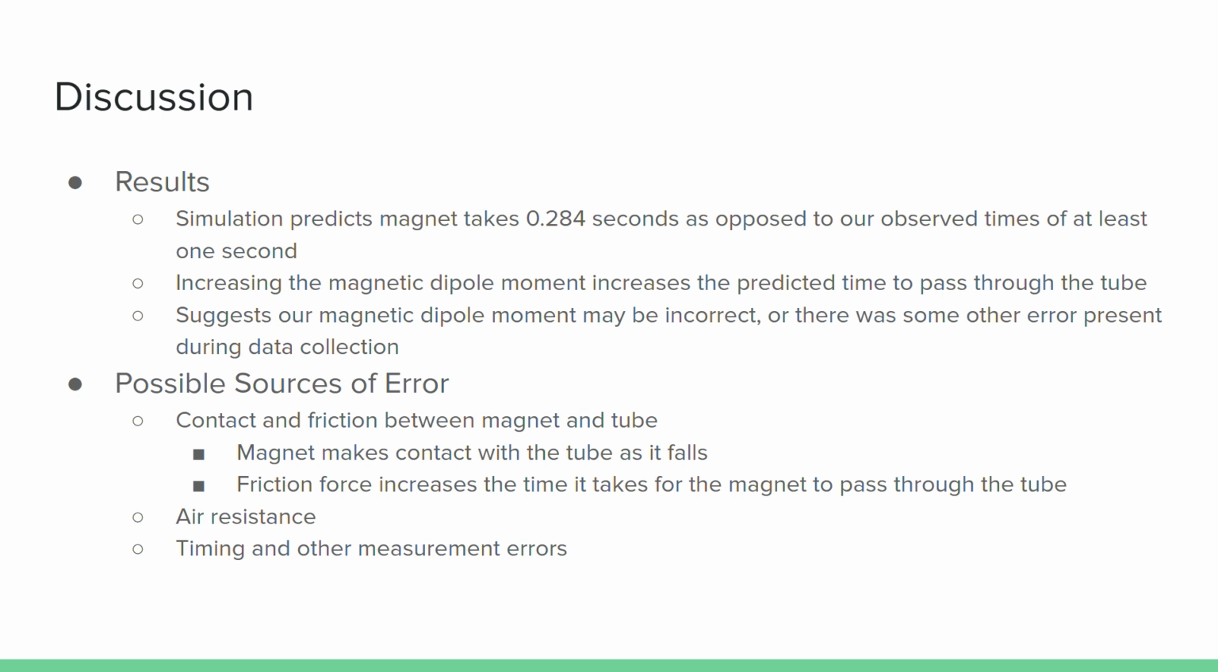Some possible sources of this error include contact and friction between the magnet and the tube, because the magnet will make contact with the tube as it falls through it. Thus, the friction force will increase the time that it takes for the magnet to pass through the tube. We also note that there could be air resistance as well as timing and other measurement errors.